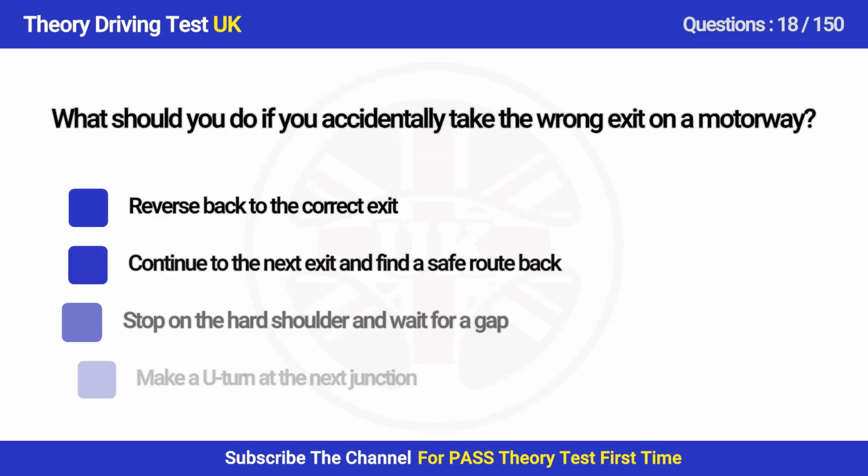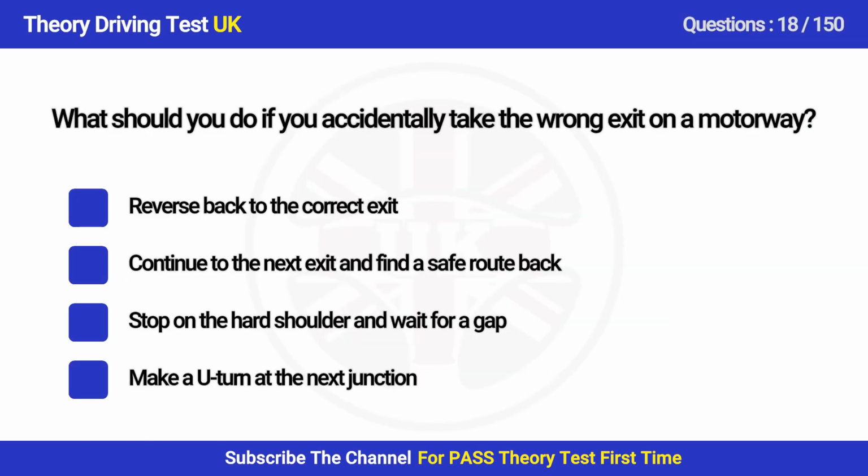Question 18. What should you do if you accidentally take the wrong exit on a motorway? A. Reverse back to the correct exit. B. Continue to the next exit and find a safe route back. C. Stop on the hard shoulder and wait for a gap. D. Make a U-turn at the next junction. Answer is B. Continue to the next exit and find a safe route back.